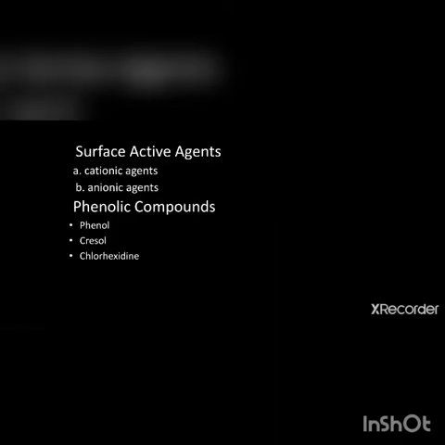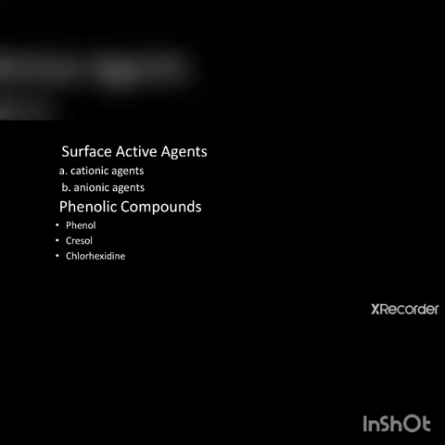Under chemical methods, there are surface active agents. These are used as disinfectants in homes and hospitals, but their activity is reduced in the presence of hard water and organic matter. Under this agent, there are cationic agents and anionic agents. Cationic agents are quaternary ammonium compounds, while anionic agents are soaps.